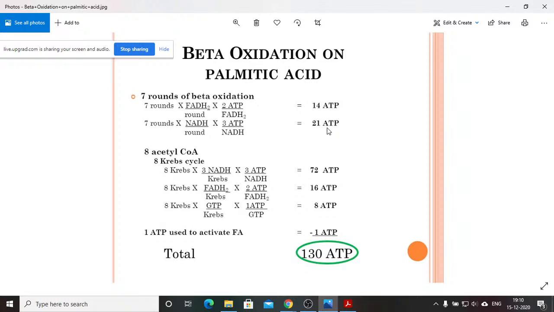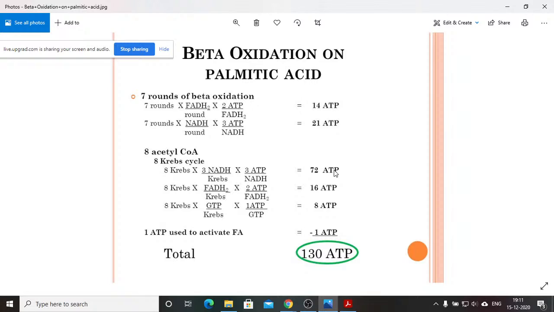Each acetyl coenzyme A enters into the Krebs cycle. So the 8 acetyl coenzyme A enter, and the Krebs cycle takes place 8 times. How many NADH are produced in a Krebs cycle? 3. So 8 times 3 is 24. Each NADH gives 3 ATPs, so you have 72 ATPs.